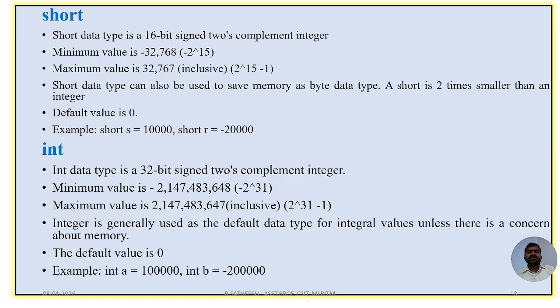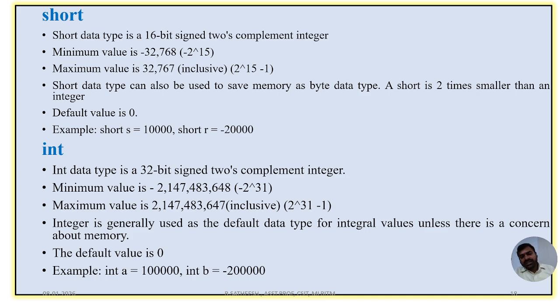A minimum range is minus 2 power of 15, maximum range is 2 power of 15 minus 1. And then short is also used for saving memory. Compared with integer, you can save memory two times. You can take values up to 32,767 if it is positive. If you want to use more than 40,000 or 35,000, then short is not allowed. Fine. And the default value for this is also 0. And coming to an example, short is equal to 10,000, minus 20,000 is valid because it is in between the range.